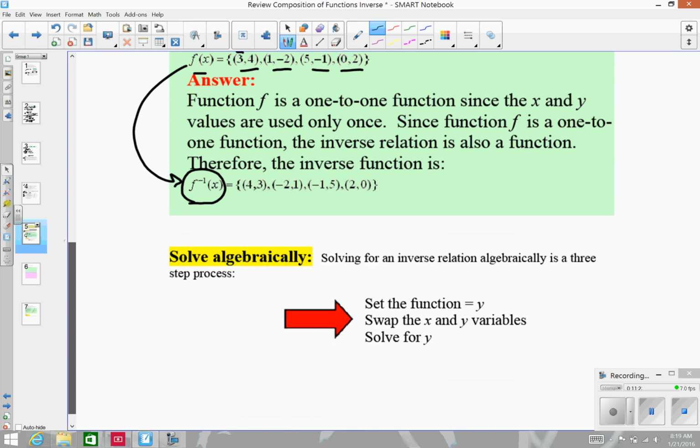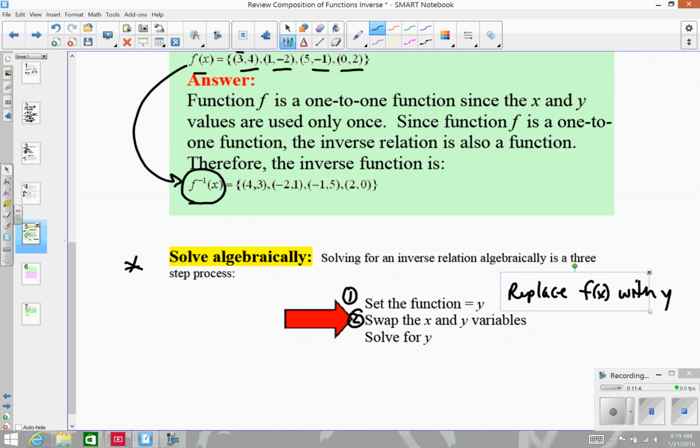Most likely, though, what you will find in our class is finding the inverse algebraically. So we have our 3 steps. First one being set your function equal to y, or in other words, replace that function notation with y.